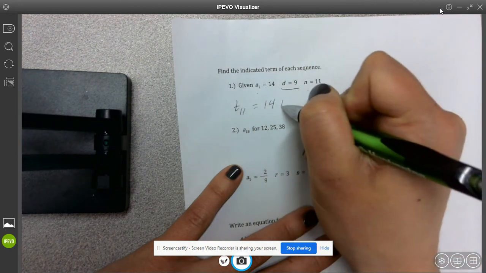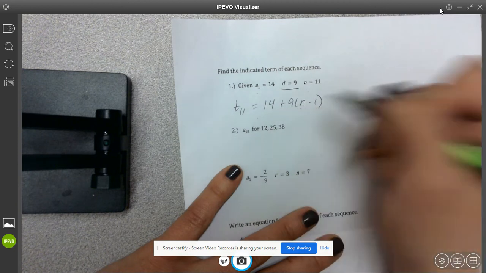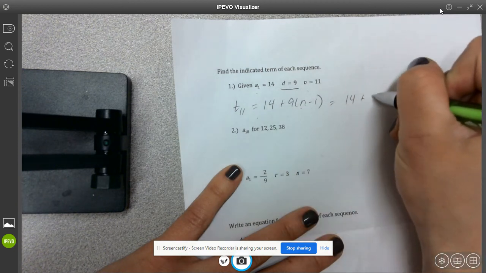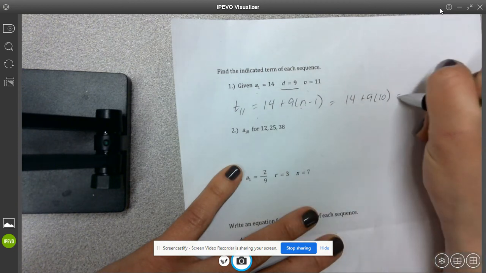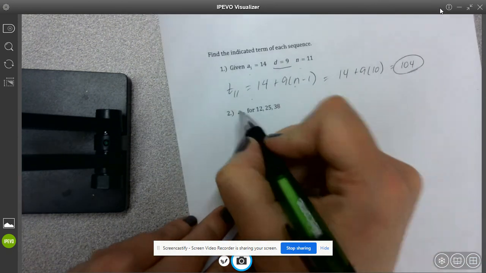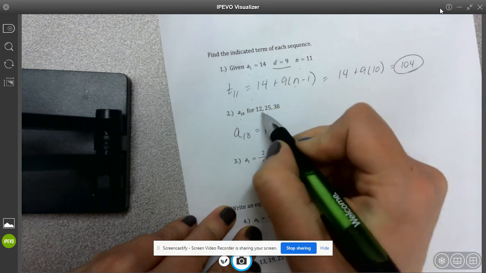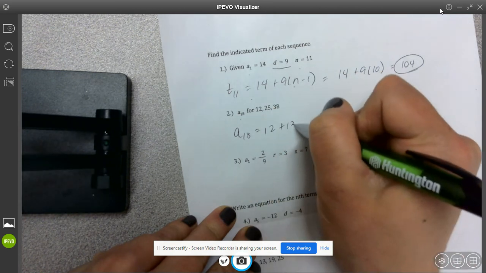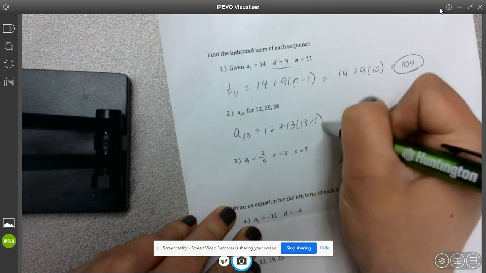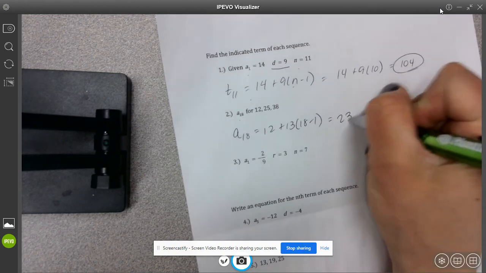I know it's the first term plus 9 and minus 1 times. But they also want you to put 11 in here. So that means we're going to add 9 10 times. So it's going to be 104. 104. All right, they want you to find the 18th term. Your first term is 12. What's happening every time? You're adding 13. 18 minus 1 times 13 plus 12 in the calculator.